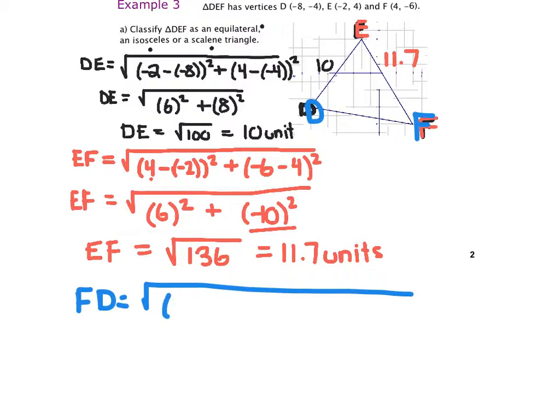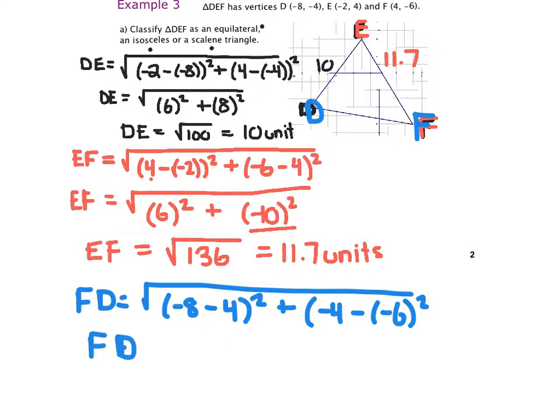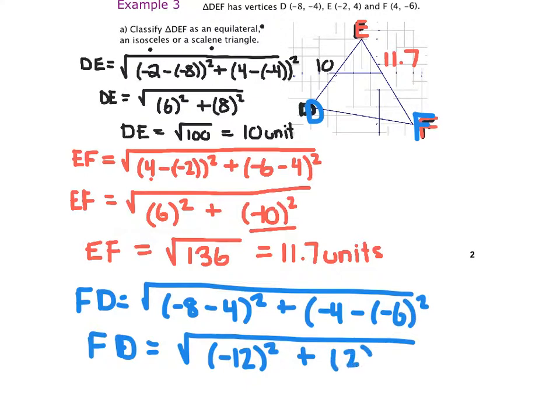So we're going to start with the x values first. We're going to go -8, subtract 4 squared, plus -4, subtract -6 squared. So I solve what's underneath the square root. So -8 subtract 4 is -12 squared. So again, note the negative. Okay, and then -4 plus 6 squared is 2 squared.